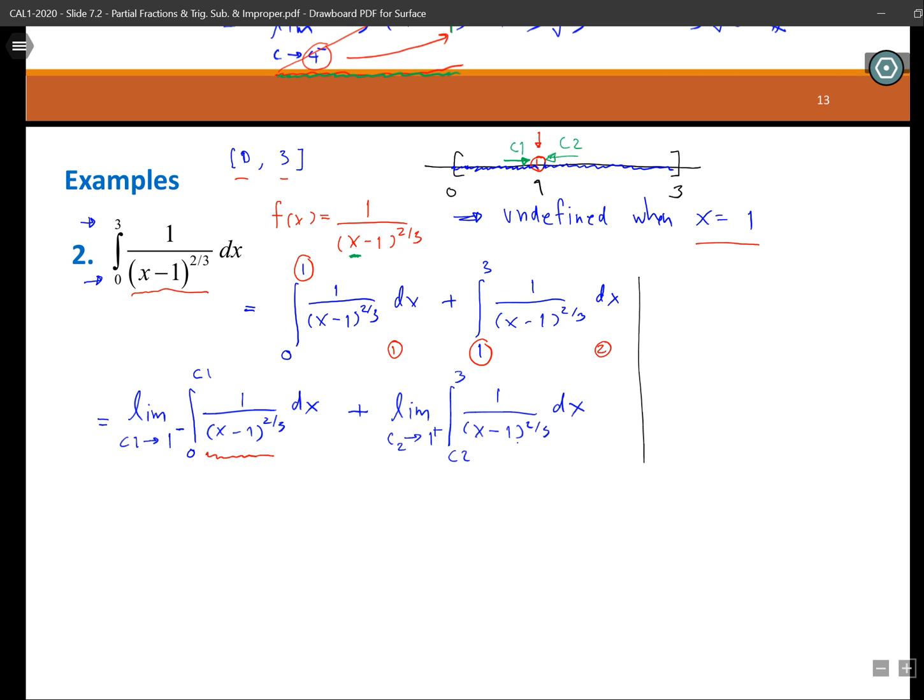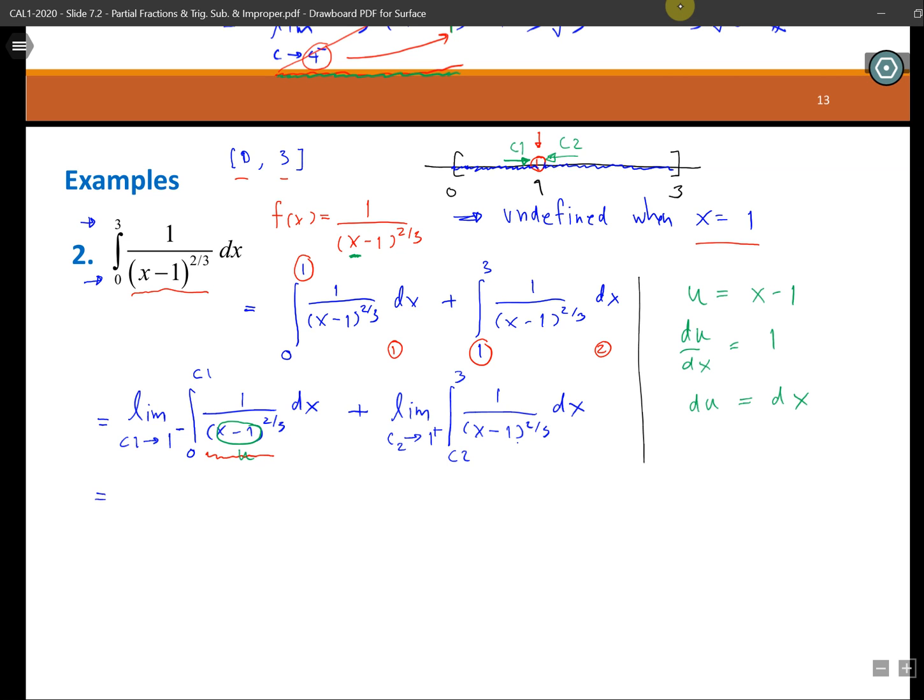Alright, so what about I try to keep things simple? I want to make the inside of the parenthesis u. So u equals x minus 1, which means that du by dx equals 1 and du equals dx. And I'm going to replace all these terms into the integrals that I have.